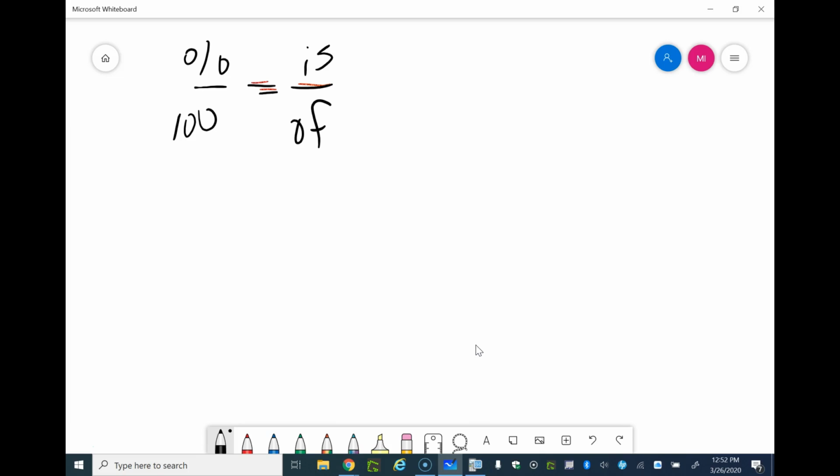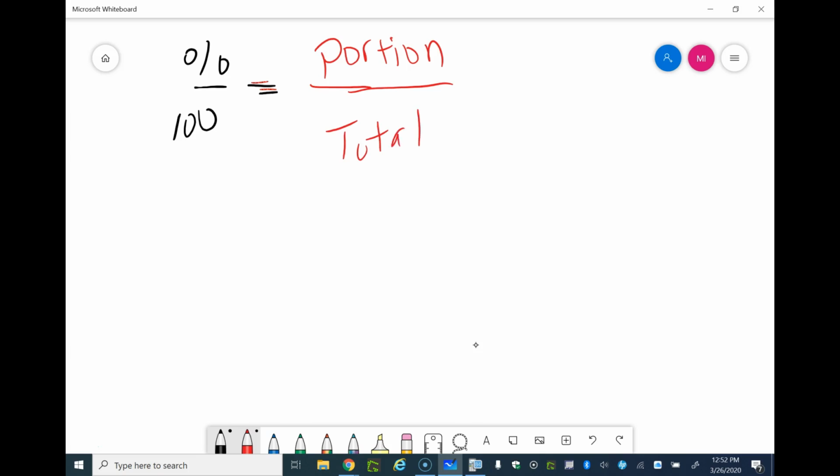But this time, instead of using is over of, we're going to change it to the portion over the total. So once again, this is the same thing as saying is over of. The reason we're changing it to portion over total is because in this section, reading a word problem, we're not going to clearly find the word is or the word of.